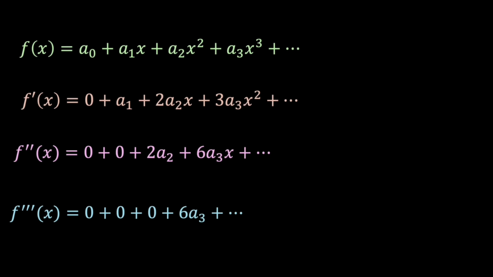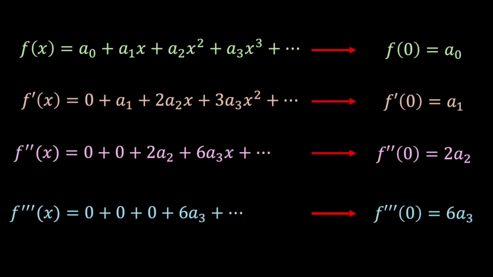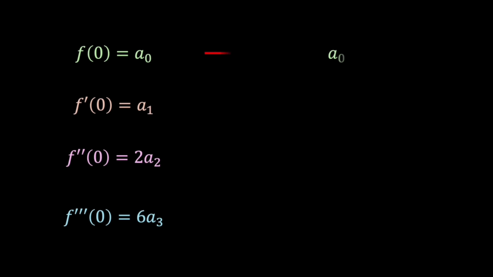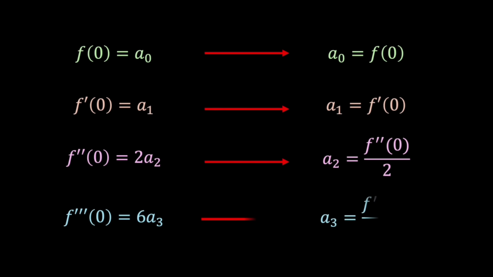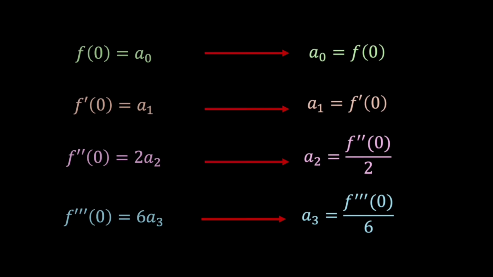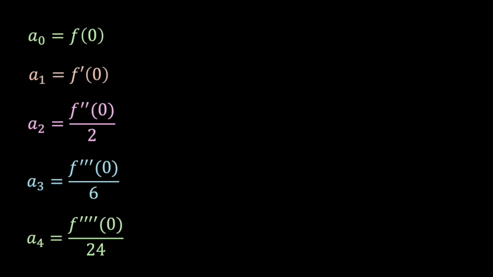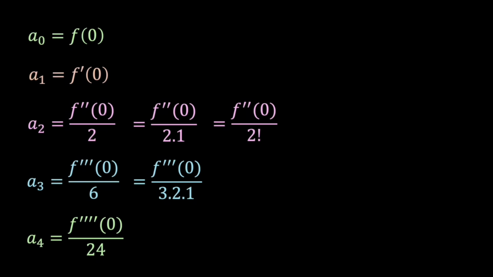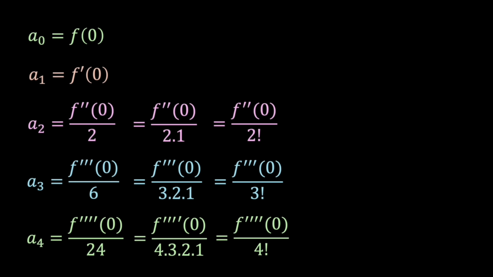Next, if we evaluate each of these derivatives at x equals 0, we find the following expressions. And if we then rearrange these, we can express the coefficients a1, a2 and a3 in terms of the derivatives of the function evaluated at x equals 0. Now here's something interesting. The denominator of a2 turns out to be 2 times 1, which is just 2 factorial. The denominator of a3 is 3 times 2 times 1, that's 3 factorial. For a4 it's 4 factorial, and the pattern is clear.